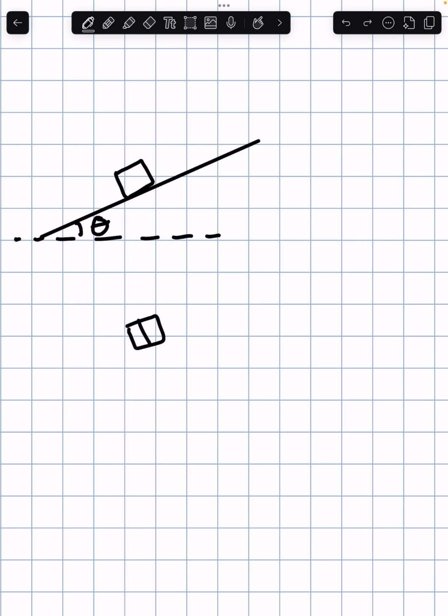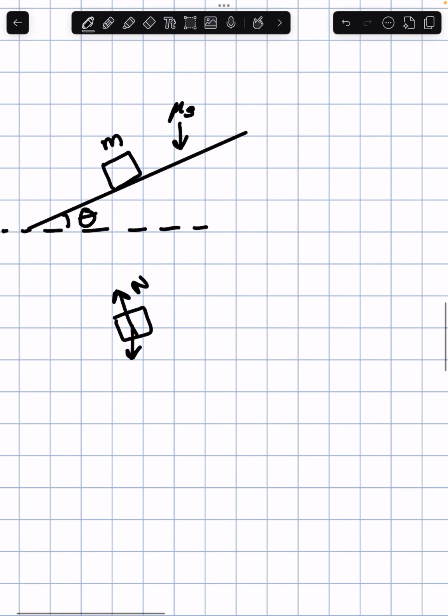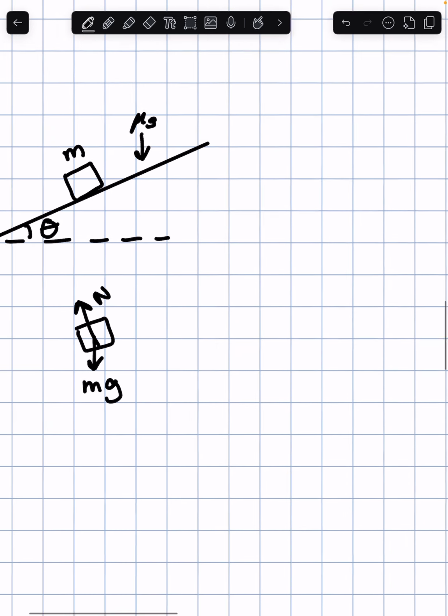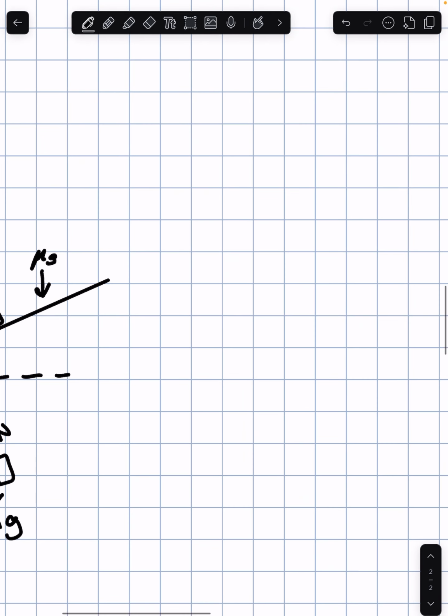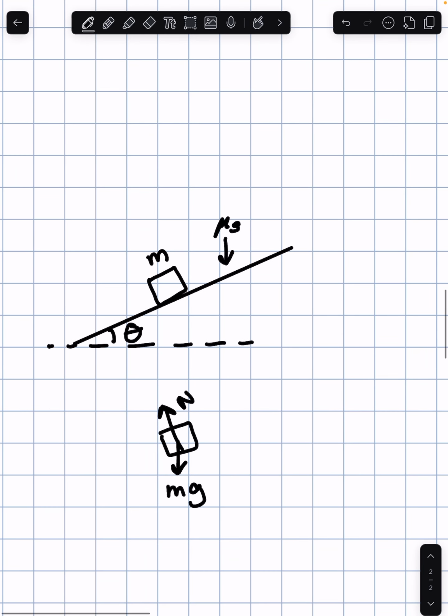We have a normal force acting on the bottom of it, and let's say that the box has a mass m, and that this surface has a friction coefficient of mu naught s. So it's going to have a weight mg. So when we break this down, let's consider this upward direction like this our positive x direction, and this normal direction, our y direction.